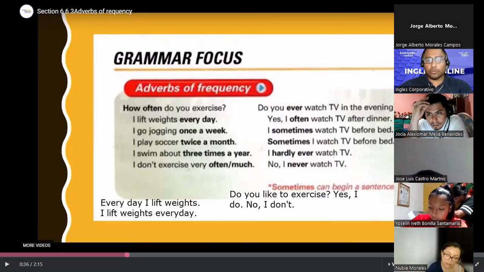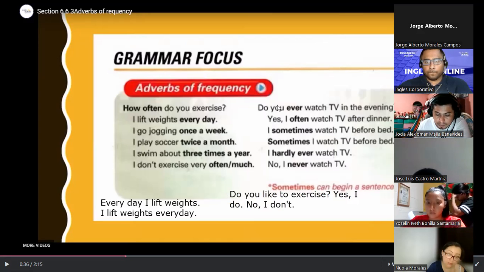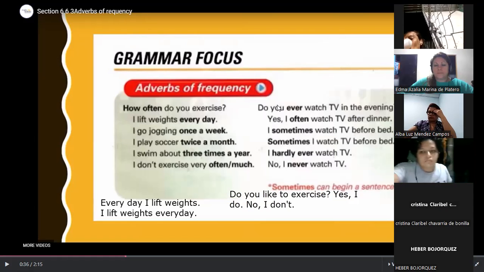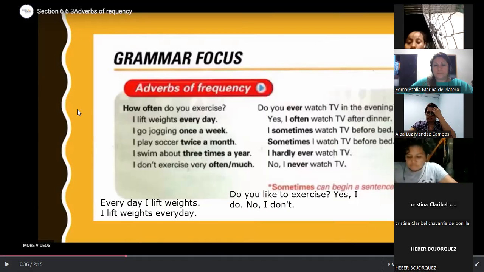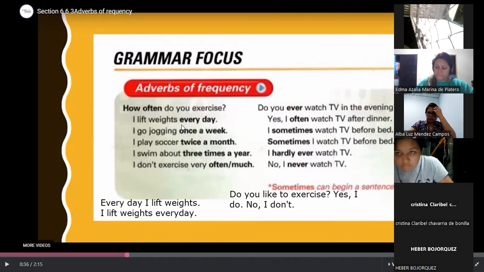With the adverbs of frequency, in the sentences they can be at the end, in the middle, or at the beginning. Yes, correct. When you have the three ways, correct?